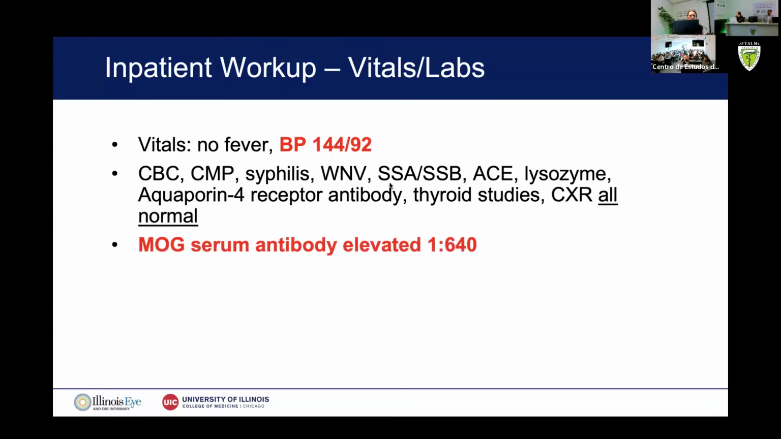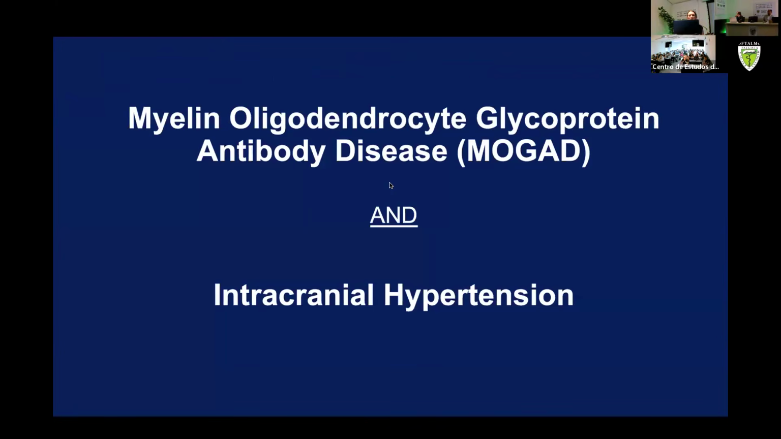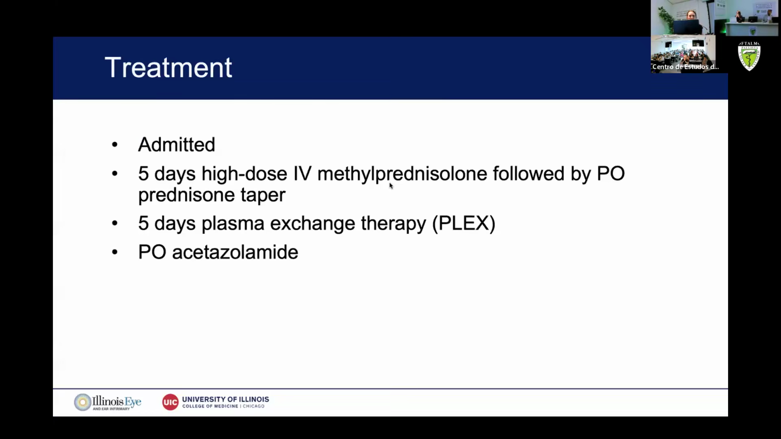That's the key takeaway. So at this time, we've got two things we're dealing with. We've got myelin oligodendrocyte glycoprotein antibody disease, or MOGAD, and then we've got this intracranial hypertension. The question now becomes, does he have two things going on? Is there a primary idiopathic intracranial hypertension overlying, or is it secondary to this neuroinflammatory process? We didn't know at this point.